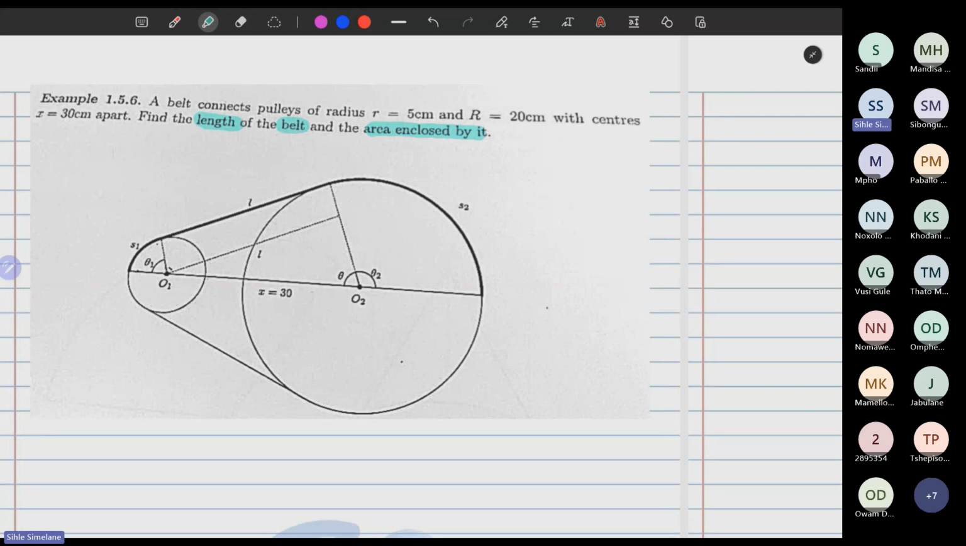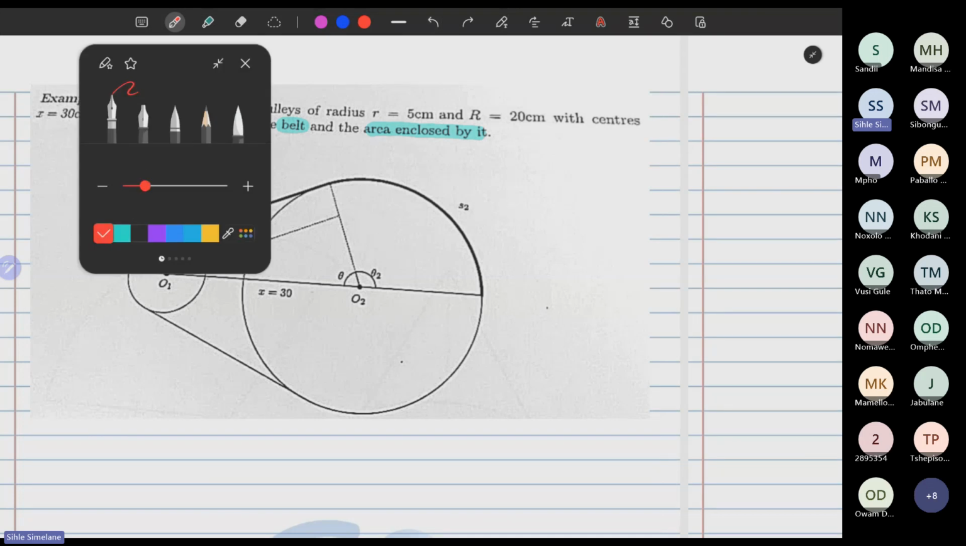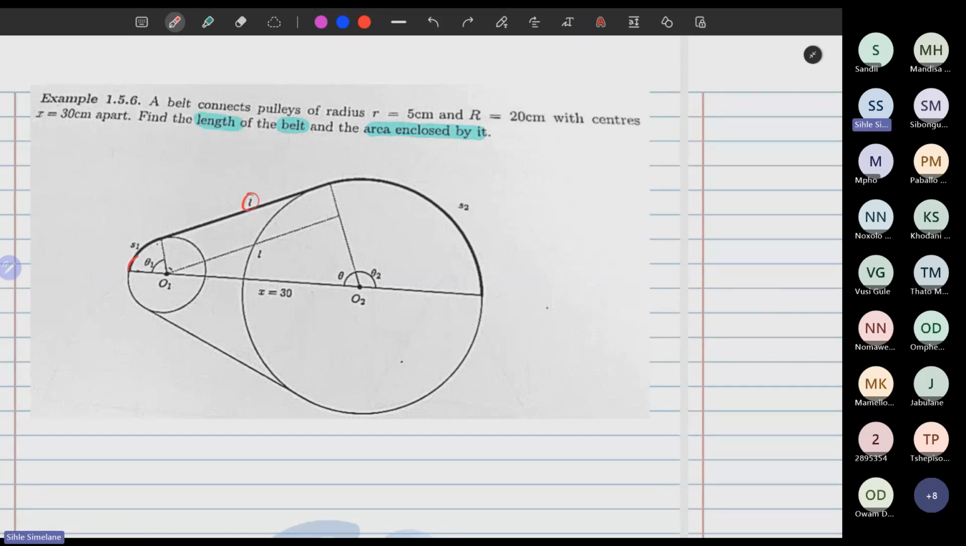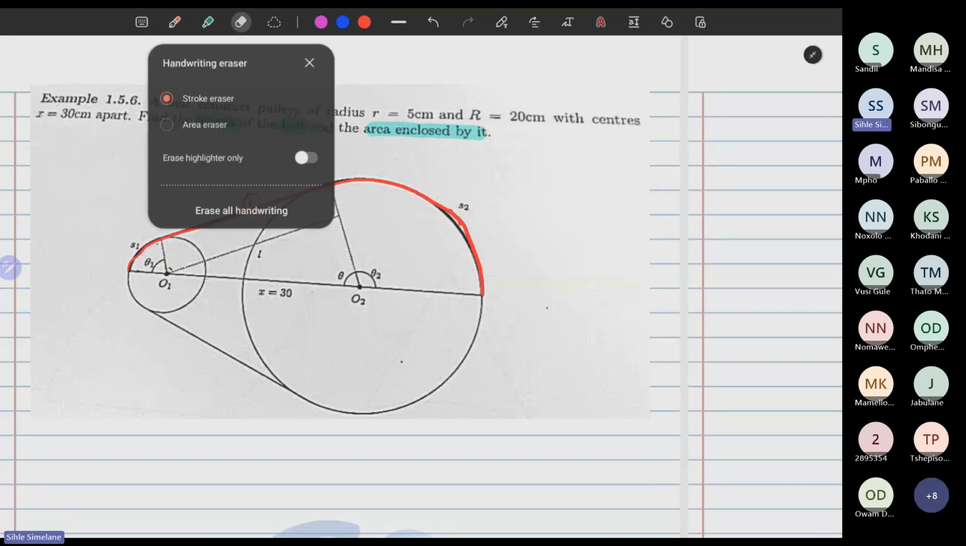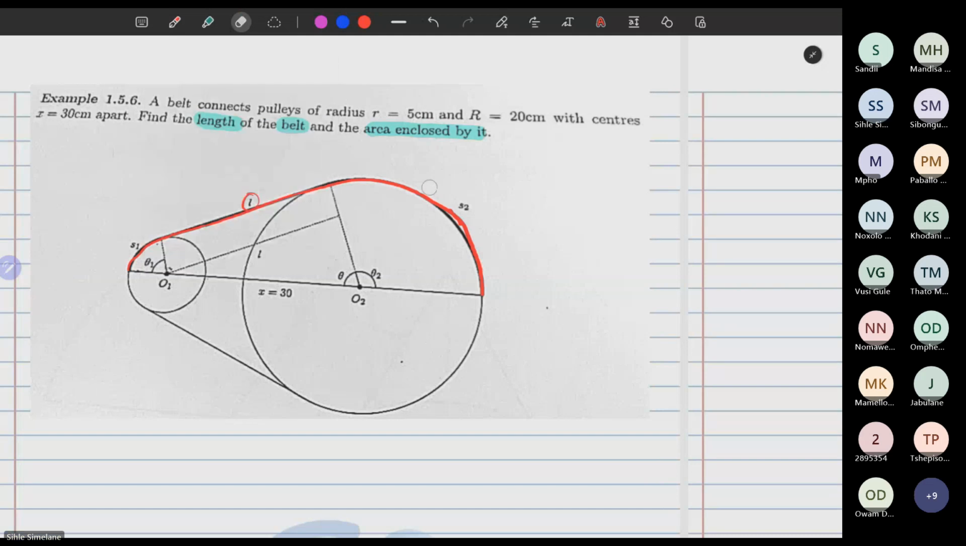If you look at what is going on here, the length which they are speaking about is length L, which I will mark in red. We need to figure out how long that belt is. So the length we are looking for is what will be in red, from there until here. So that's the length which we are looking for, which is L.